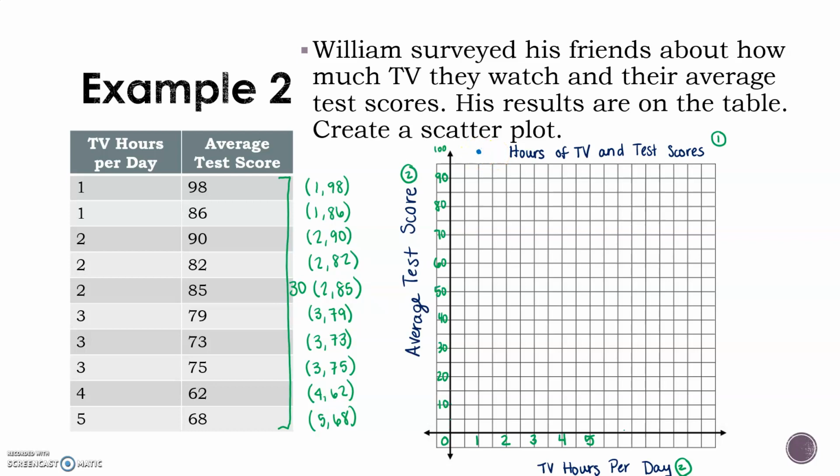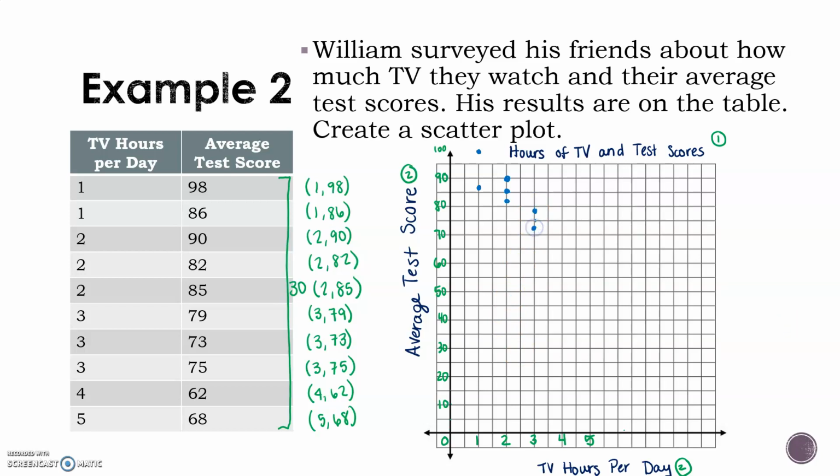So then we've got 1, 86. So here's 85, would be just past that. 2 and 90. 2, 82. 2, 85. 3, 79.